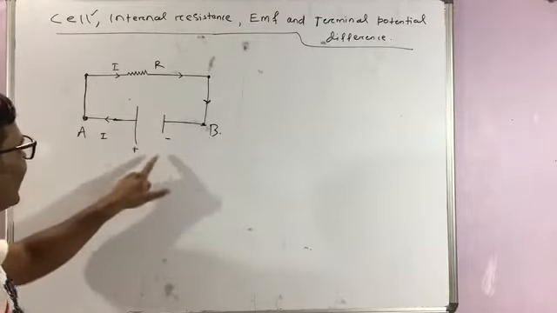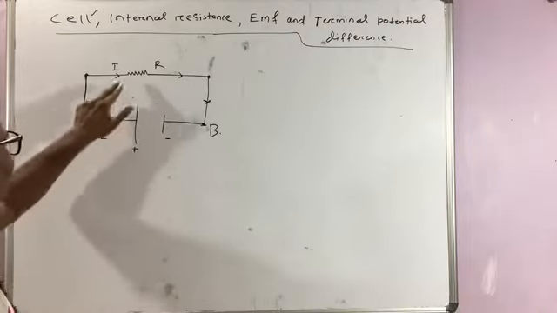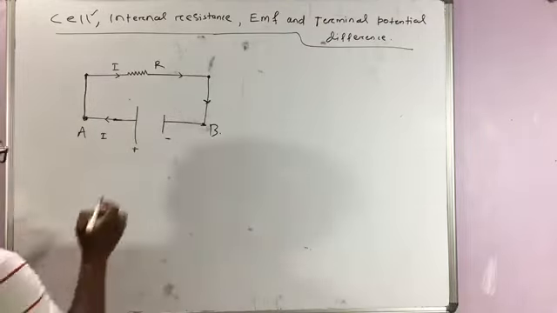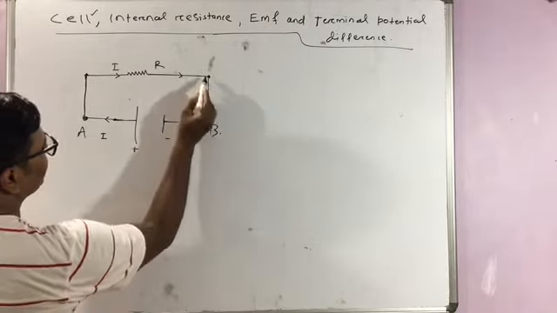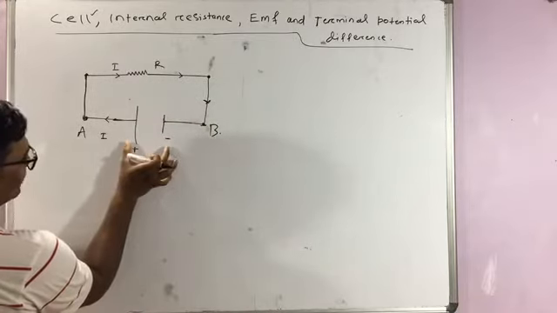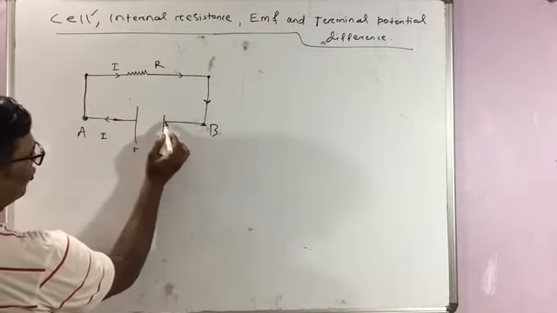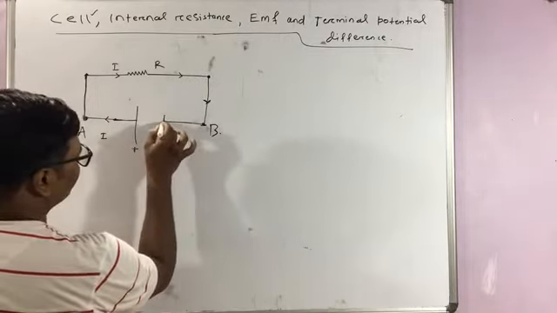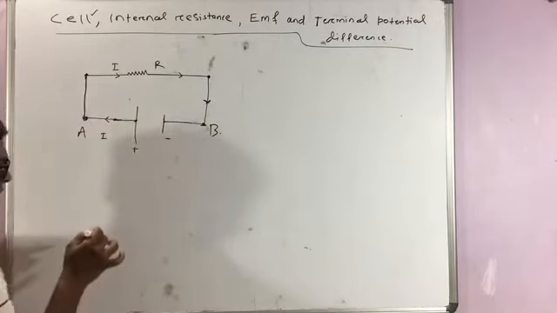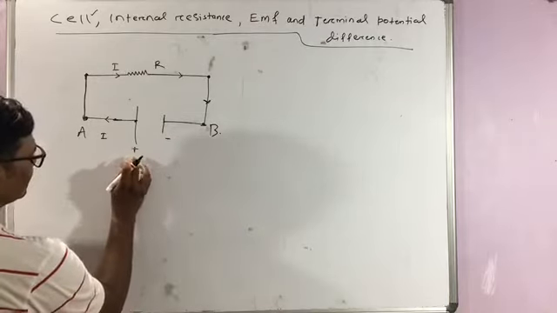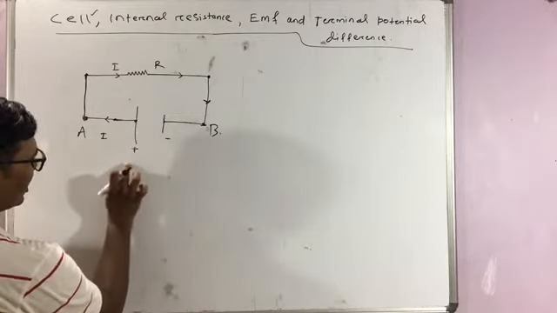So when one cell is connected in a network of resistors or in a circuit, what will happen? One electron from here starts flowing in the circuit. As there is a potential difference, when you connect the terminals of a cell, an electron will try to move from this point in this way, and it will try to reach here. Here the potential is positive, which means there will be an excess of positive charge.